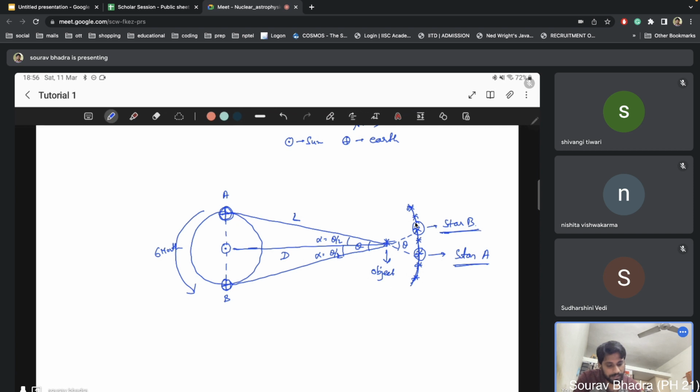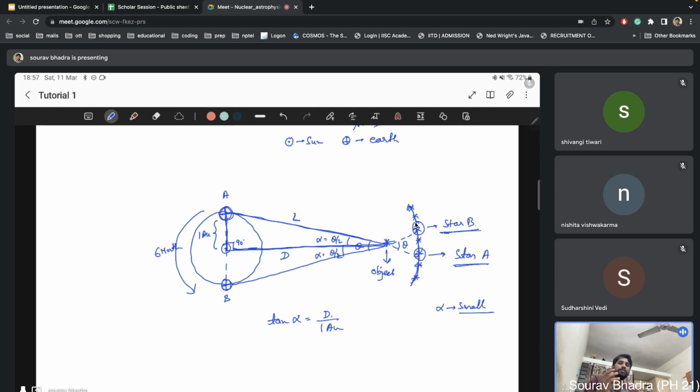Now consider this particular triangle. This is a right angle triangle, with a 90 degree angle, and this is alpha. This distance is 1 AU, because you know the distance between earth and sun is 1 AU, the astronomical unit. Now if you use tan alpha, tan alpha will be D by 1 AU, for the right angle triangle. And these are very large distances, so alpha will be a very small angle.